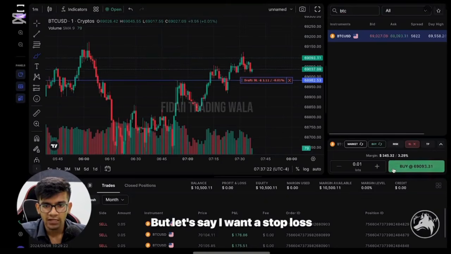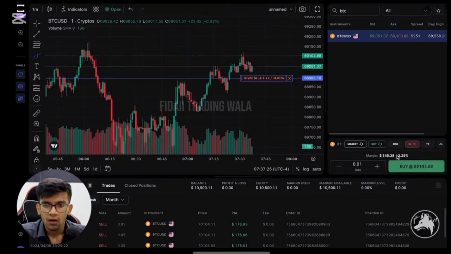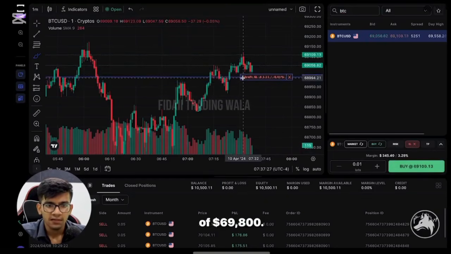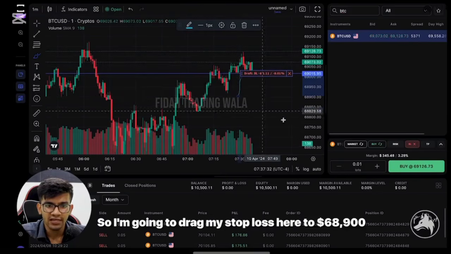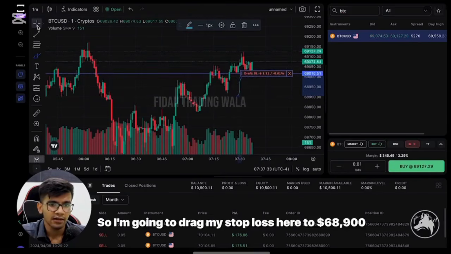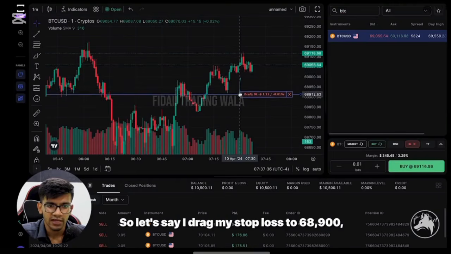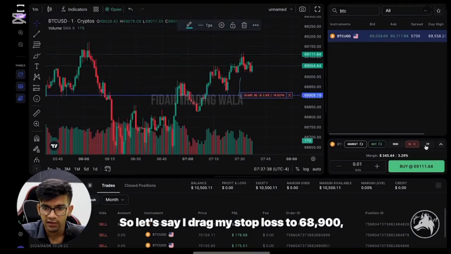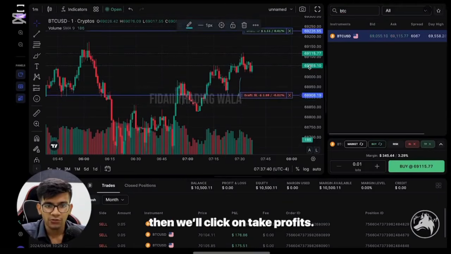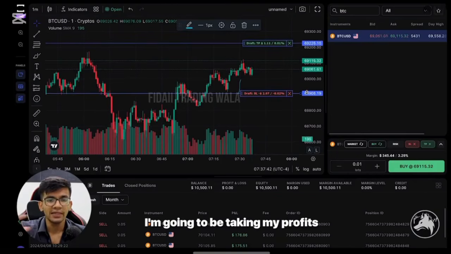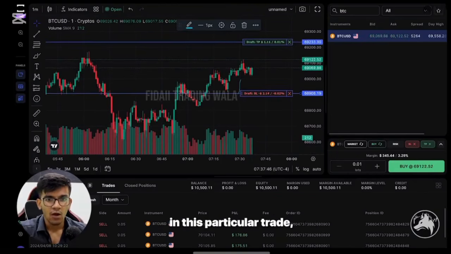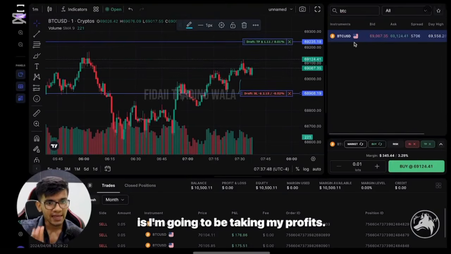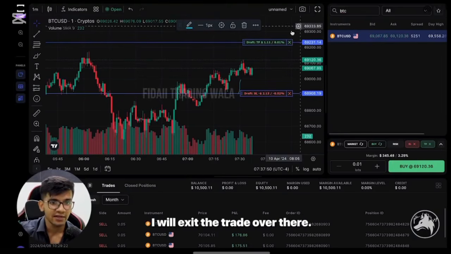But let's say I want a stop loss of 68,900 in this particular scenario. So I'm going to drag my stop loss here to 68,900. Then we'll click on take profit. Take profit is a level where I'm going to be taking my profits. If I'm proved right in this particular trade, I will exit the trade over there.